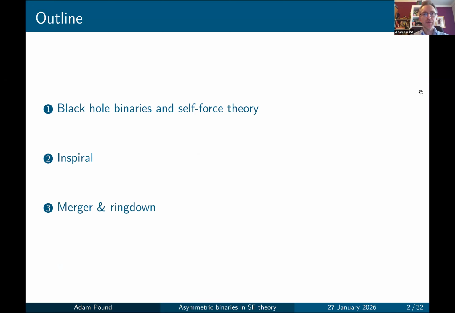Like I was saying just before this talk, I probably will not get through all this material. I was being quite optimistic about how much I could cover. But I'll start with a broad overview of the landscape of black hole binaries and why we want to use this method of self-force theory. I'll then talk about the state of the art in modeling the inspiral stage, and then quite recent work on modeling the final merger and ringdown. And I'll explain why that's of interest as we go.